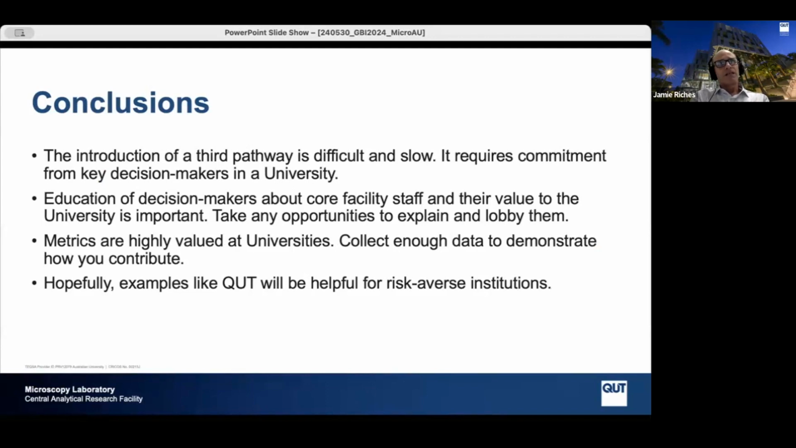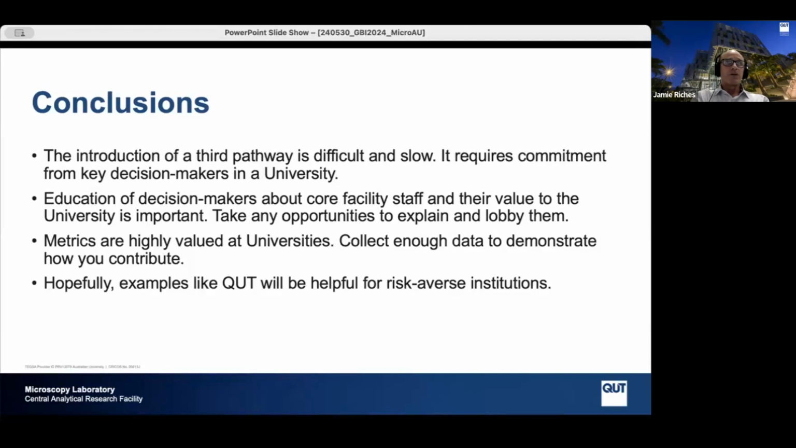I think at QUT we've been fortunate that the people I perceive as the key decision makers had a lot of experience either in core facilities or working with them, or at least a characterisation background. So they understood the value that these facilities can bring to a university. But I don't think that's universal. If you're at an organisation where that isn't as well appreciated, it would be good to take any opportunity to educate or lobby for the value of your facility to these people, and it will need multiple attempts.